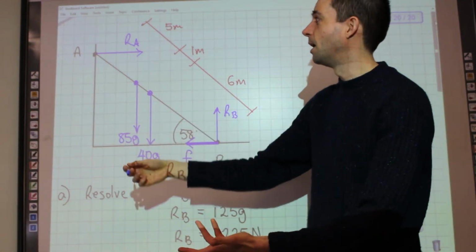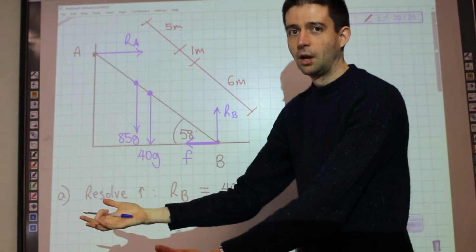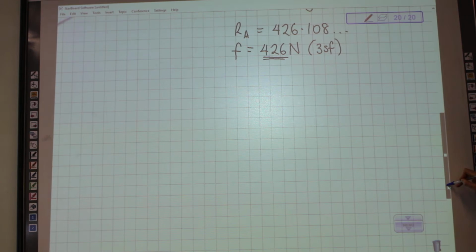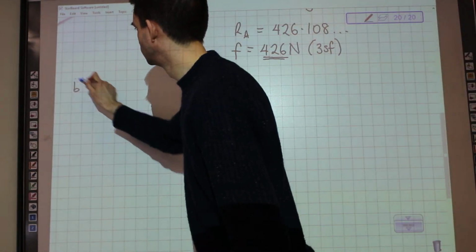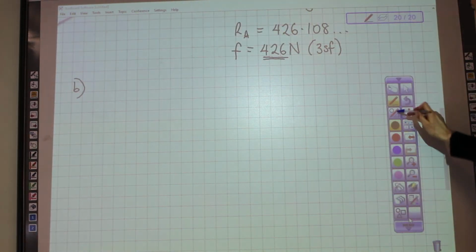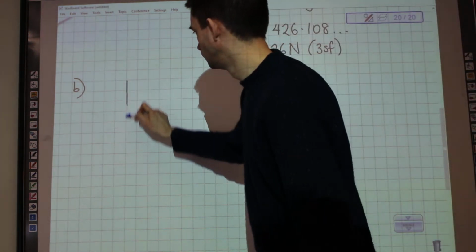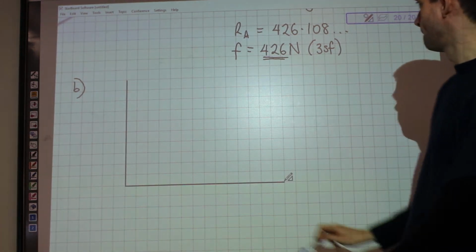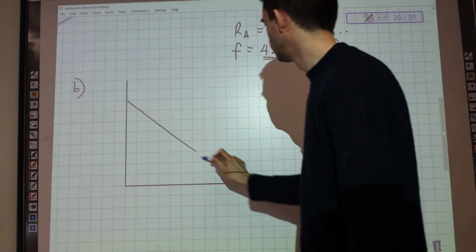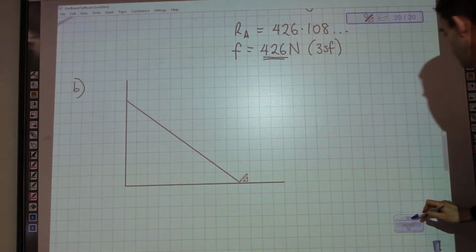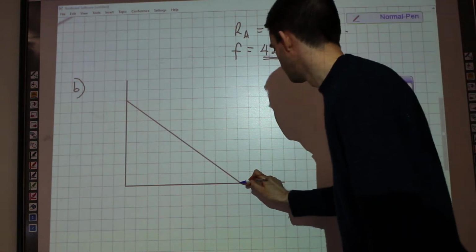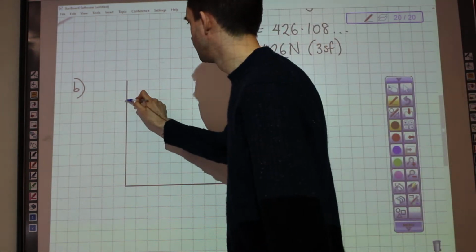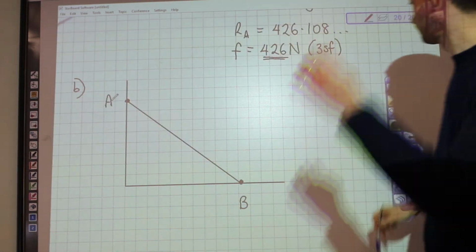So we need to think, okay, we're going to have to redraw this diagram. So, new diagram for part B. Smooth wall, rough ground. We have point B and we have point A.